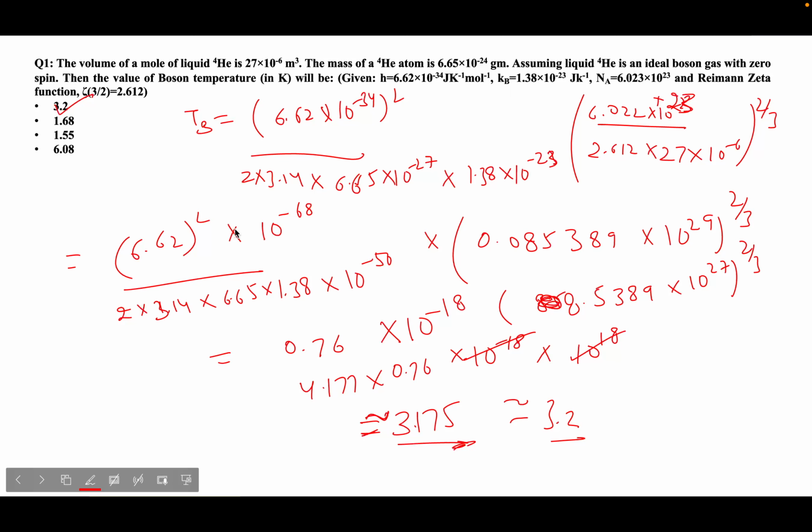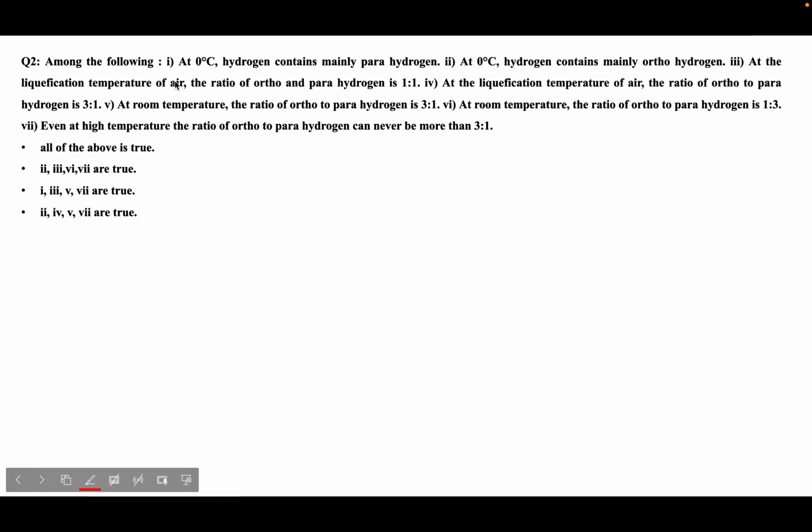Now we move to the next question. So among the following: at 0 degrees Celsius, hydrogen containing mainly para-hydrogen; at 0 degrees Celsius, hydrogen containing mainly ortho-hydrogen; at the liquefaction temperature of air, the ratio of ortho and para-hydrogen is 1:1; at liquefaction temperature of air, the ratio of ortho to para-hydrogen is 3:1; at room temperature, the ratio of ortho to para-hydrogen is 3:1; at room temperature, the ratio of ortho to para-hydrogen is 1:3; even at high temperature, the ratio of ortho to para-hydrogen can never be more than 3:1.